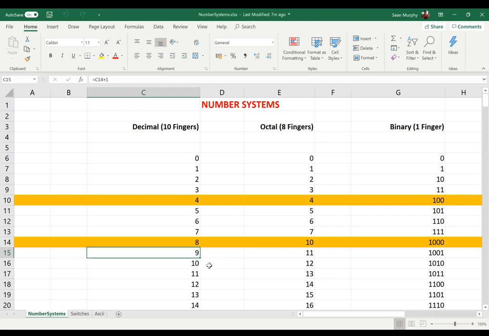Now we have to really think about this. Why did a person decide at 9 to go 1 0? Why is that the cutoff point? And it's something we often overlook. The reason is simply because we have 10 fingers.